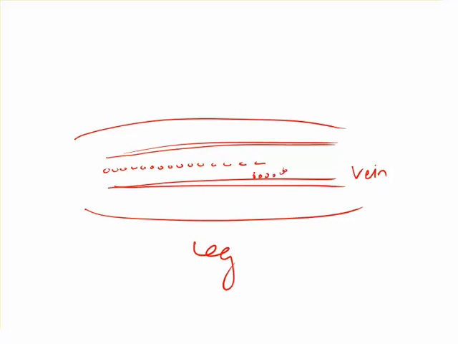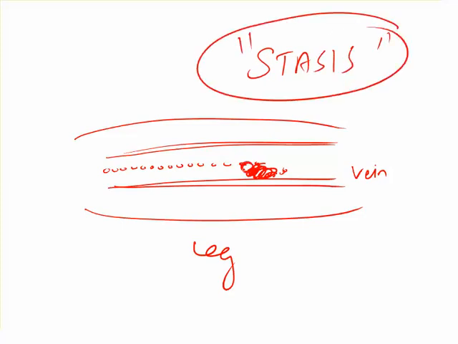Understand? If the cells settle, if the platelets come closer, they will clot. Platelets are very dangerous, they should not come close to each other. If they come closer, they will clot. So here, because of stasis, the platelets come closer and form a clot. Understand? So this happens in a long bed rest patient.